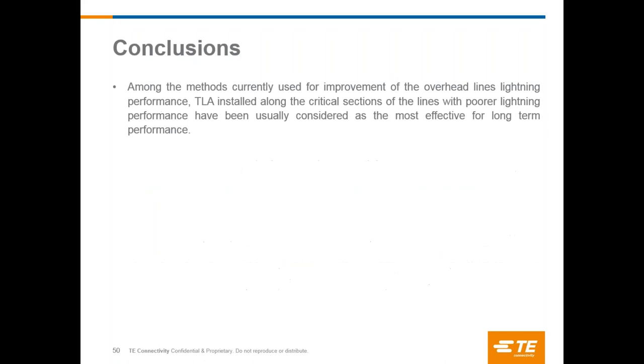Among the methods currently used for improvement of the overhead line's lightning performance, line surge arresters installed along the critical sections of the line with poorer lightning performance have usually been considered the most effective for long-term performance. Sometimes, line surge arresters combined with improvement of the grounding system provide a better benefit-cost relationship.